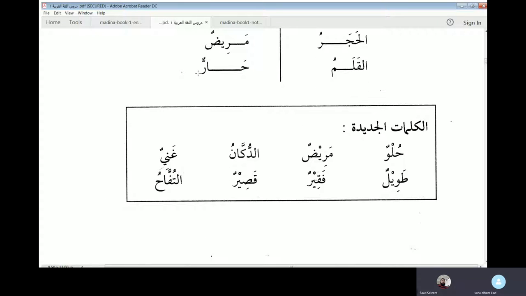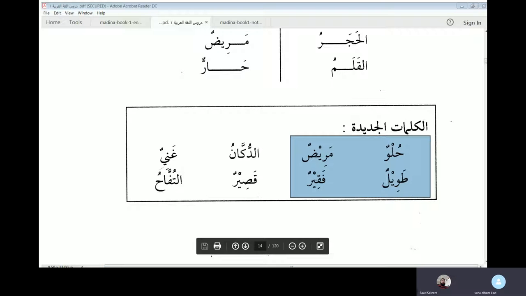Al-Kalimatul Jadida, new words. Hulwun. What is the meaning of Hulwun? Hulwun, sweet. Okay. Tawilun, tall. Marizun, sick. Okay. Fakhirun, poor.